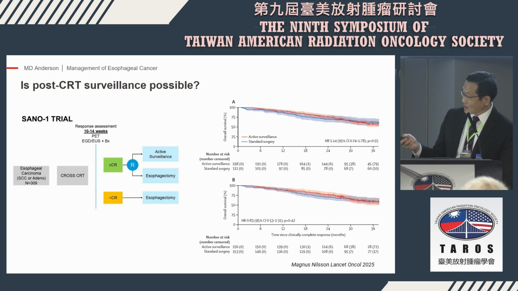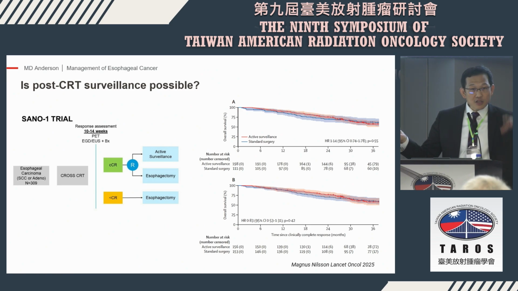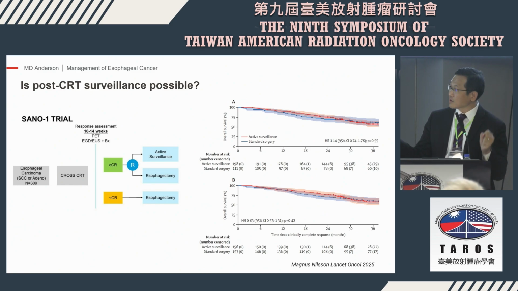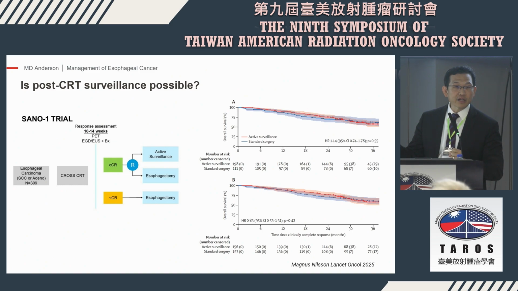The SANO study, which was just published last week in Lancet Oncology, worked like this: patients were treated with CROSS, and then they did the bite-on-bite biopsy. Patients without residual disease, what they call a clinical complete response, just based on the biopsy, were randomized. But of course, patients with residual disease had an esophagectomy, okay?